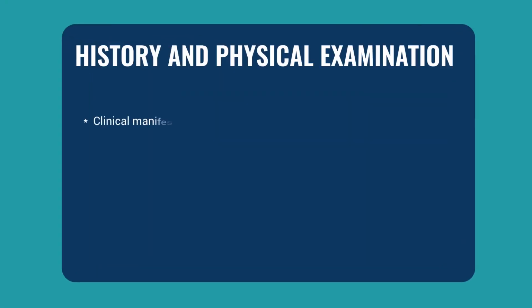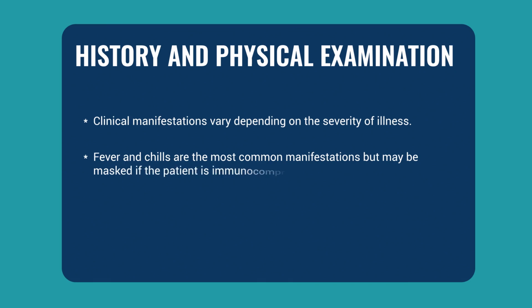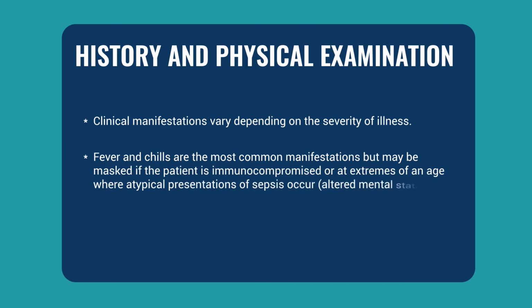In the history and physical examination, the clinical manifestations of CLABSI vary depending on the severity of illness. Fever and chills are the most common manifestations, but they are masked in certain individuals, especially the immunocompromised individuals or people with extremes of ages. They'll have atypical presentations like altered mental status, hypotension, lethargy, and fatigue.